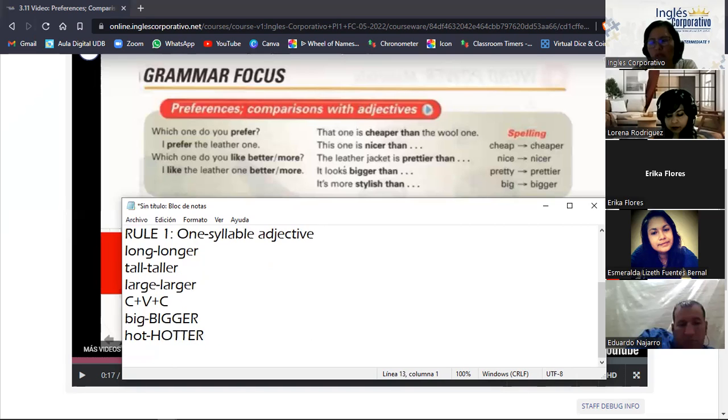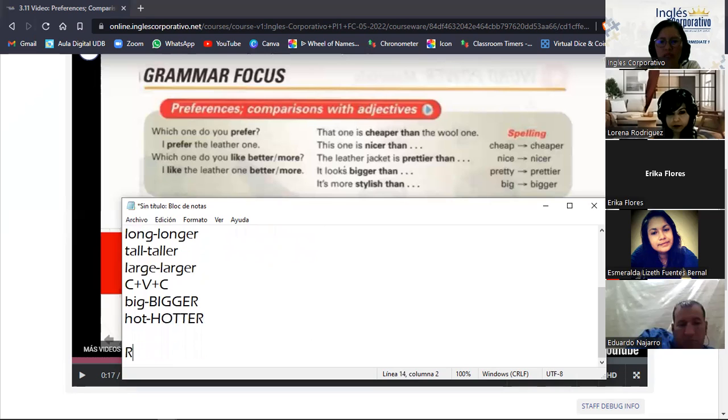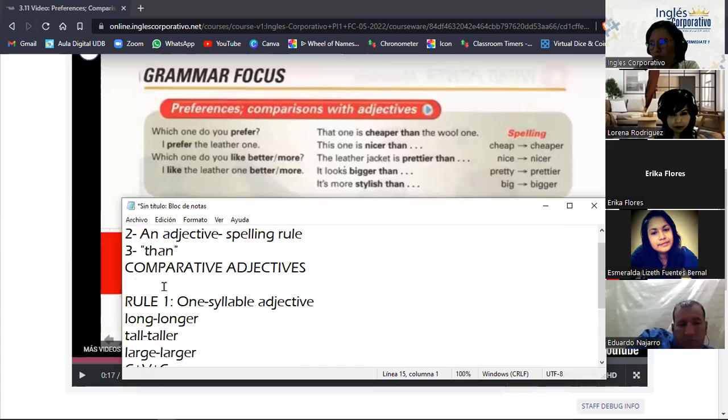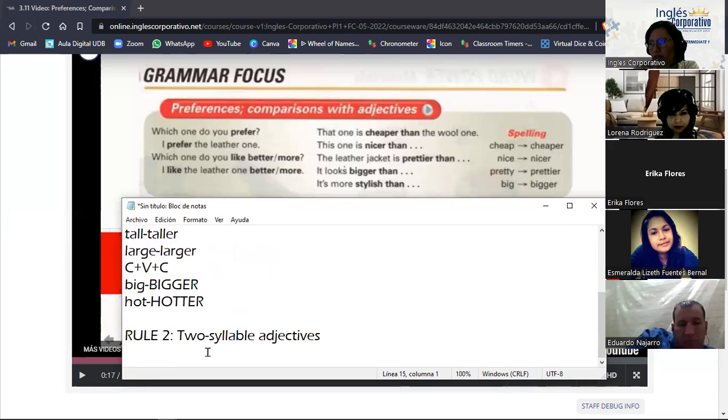Luego tengo la regla número dos. ¿Cuál es la regla número dos? Rule number two, when I have two syllable adjectives, two syllable adjectives o más, ¿verdad? Cuando yo tengo two syllable adjectives, pues ahí es lo mismo, chicos. Voy a seguir agregando. No, ¿saben qué? Hagamos una cosa. Dejemos esta regla como one syllable adjectives.